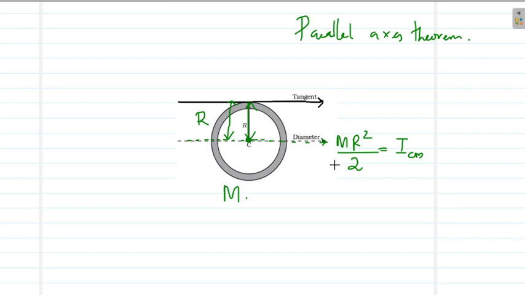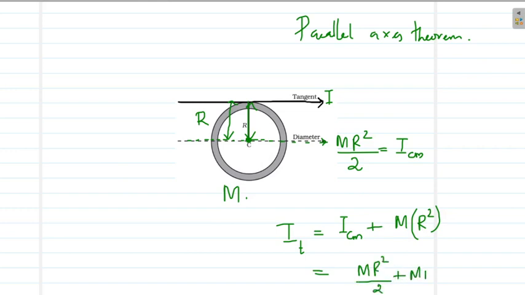So according to the parallel axis theorem, I about this tangent axis is equal to I_CM plus the mass of this ring multiplied by the square of the distance between the axes. So this is equal to MR square by 2 plus MR square, which is equal to 3 by 2 MR square. So I about a tangent is equal to 3 by 2 MR square.